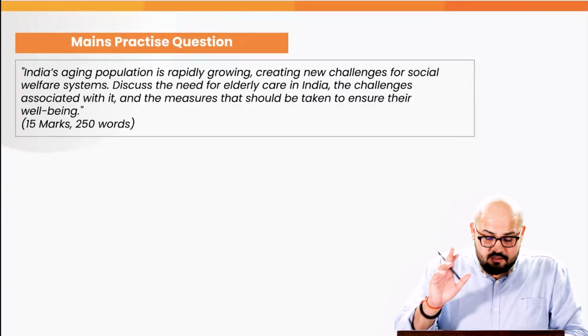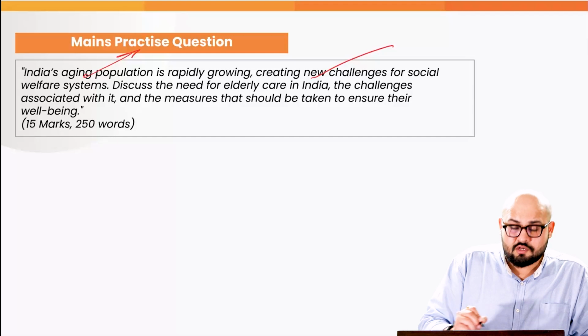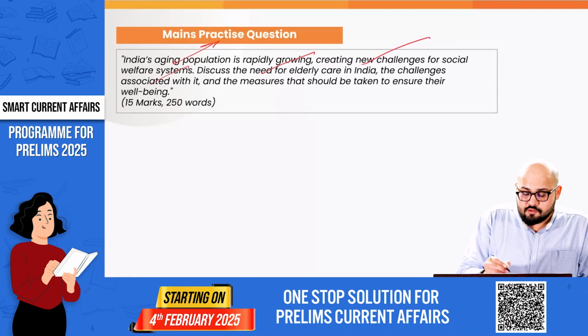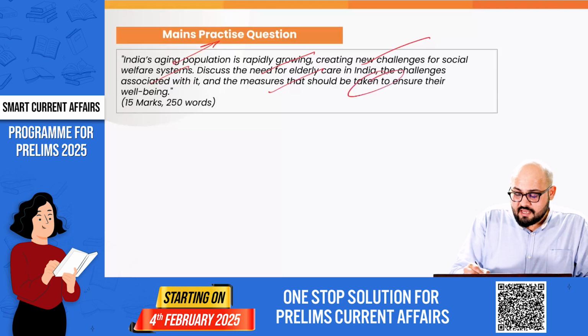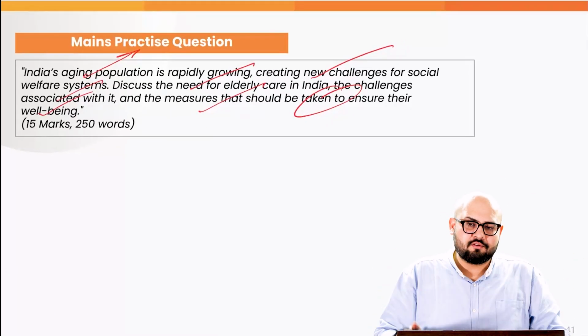Let's have a mains practice question. The question says, India's aging population is rapidly growing, creating new challenges for the social welfare systems. Discuss the need for elderly care in India, the challenges associated with it, and the measures that should be taken to ensure their well-being. 15 marks, 250 words. Do write an answer to this question.